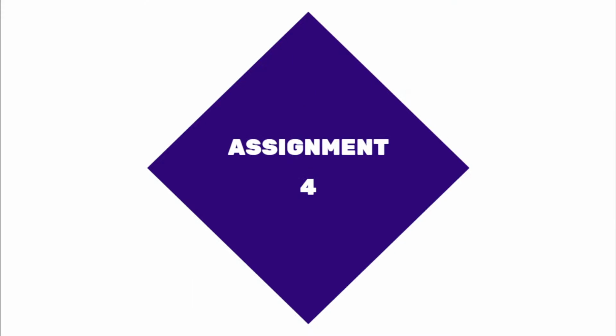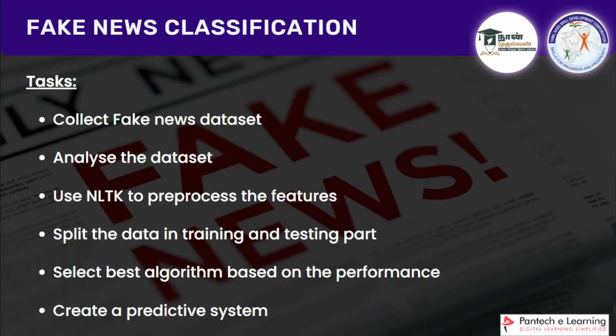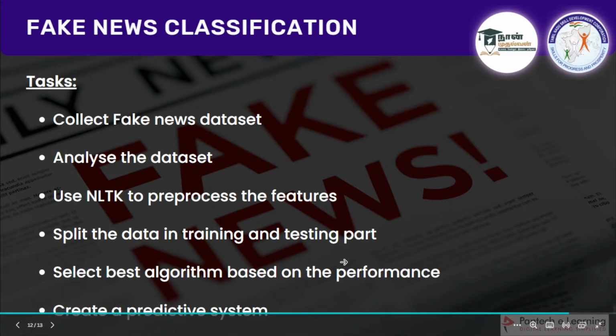Regarding the assignment 4, please make a note of it and try to do it. If you have any doubt, you can ask me in tomorrow's class. Assignment 4 is to collect a dataset for fake news classification, which is somewhat similar to this mail classification. Whether it is correct news or fake news, you can identify it based on the dataset. So collect this dataset, analyze the data, use NLTK to pre-process the features, split the data into training and testing parts, select the best algorithm based on the performance, and make a predictive system as we have done now.